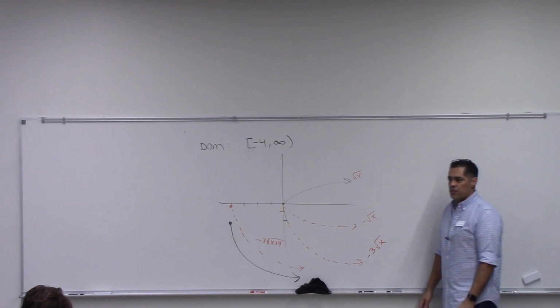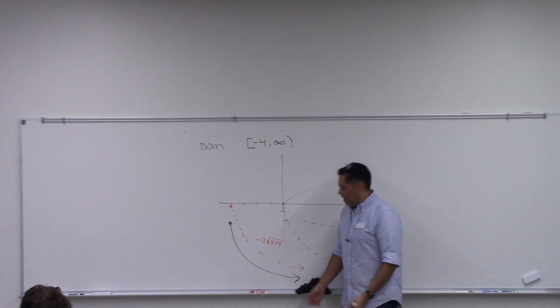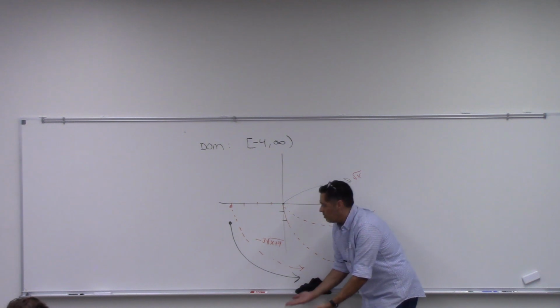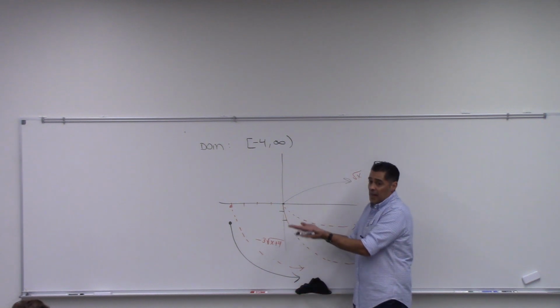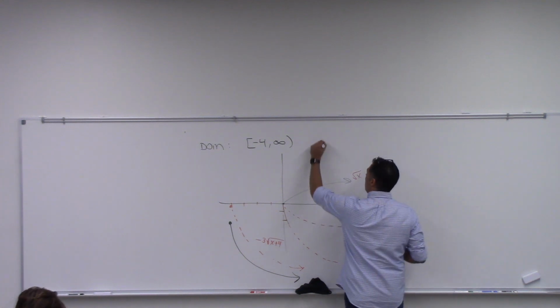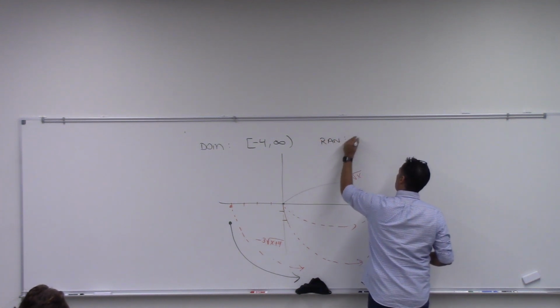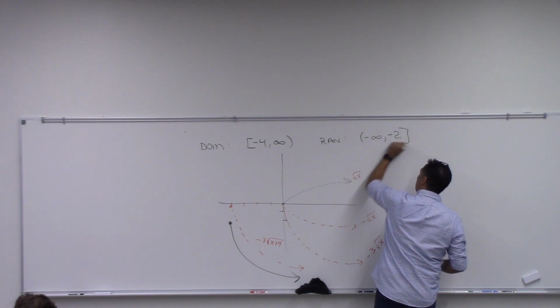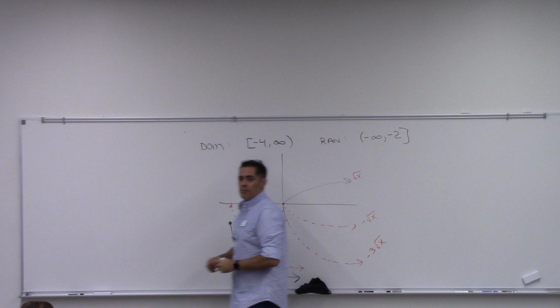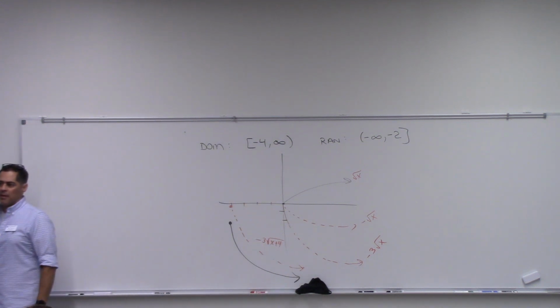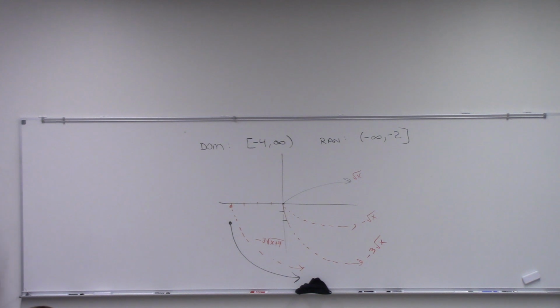What's the range? So that's the y values. Is the graph down there? Yes. All the way down there, right? It goes, and then where does it come up to? It actually stops where? Negative 2. So the range is negative infinity to negative 2, including negative 2. So you should be able to draw the transformations, and from that you should be able to determine the domain and range.